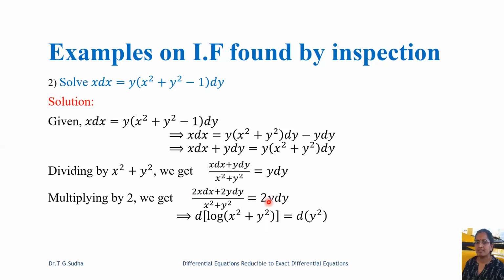And on the right hand side, this is nothing but the derivative of y square with respect to y. So we get d of y square. So we have written both left hand side and right hand side as a derivative of some function. Now let us integrate. So when we integrate, differentiation will get cancelled and we get log of x square plus y square is equal to y square plus c, a constant of integration. And this is the required solution of the given differential equation.